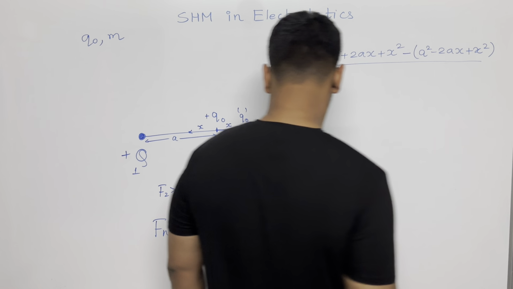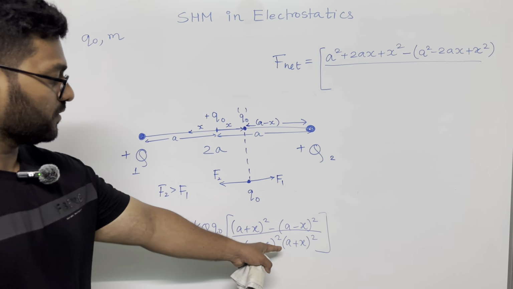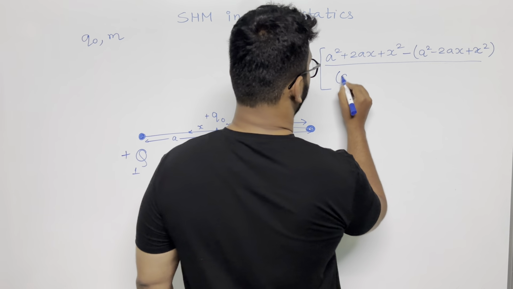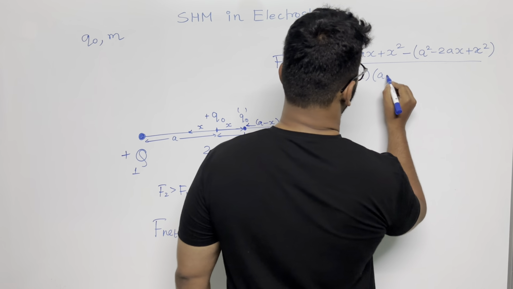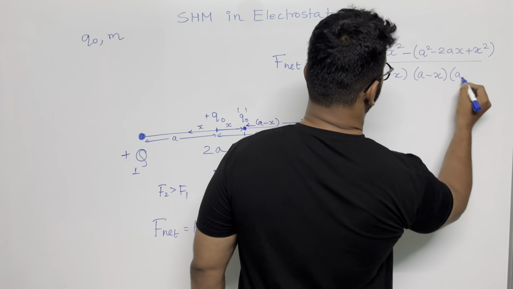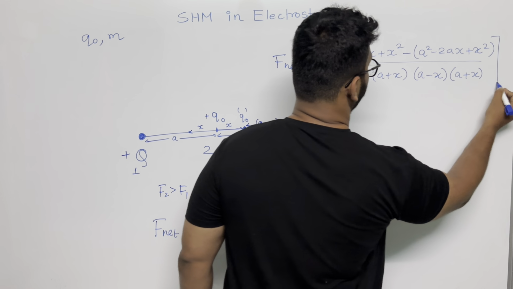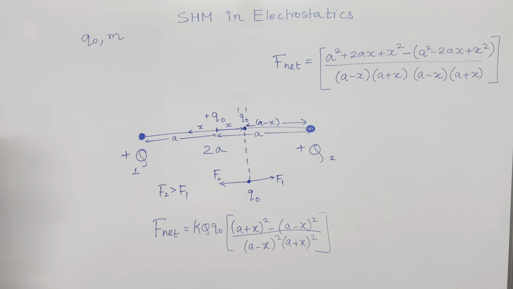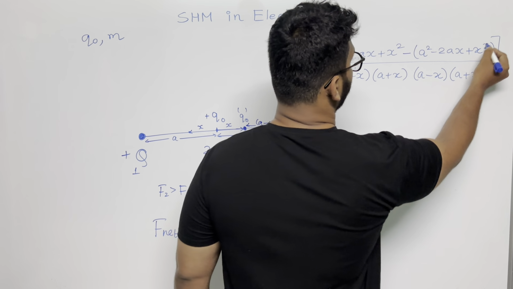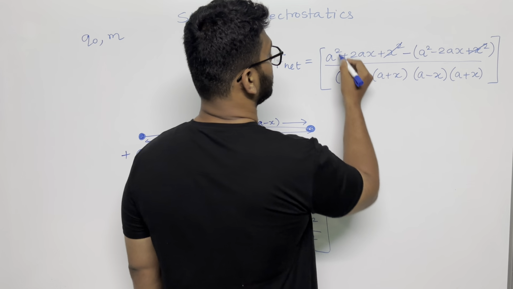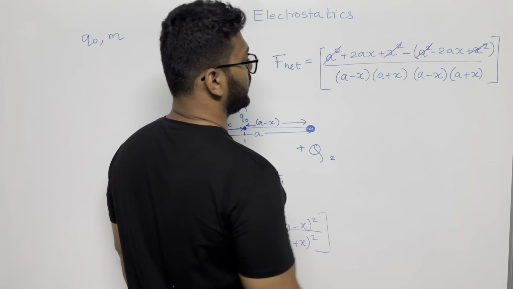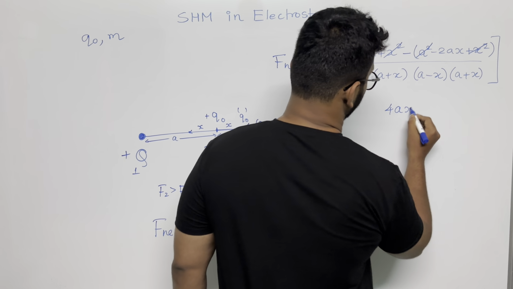divided by a minus x square in whole square into a plus x whole square. So can I write that as this, a minus x into a plus x into a minus x into a plus x. Okay, I am writing it in this fashion, correct? Okay, so now this will become, see, by the way, x square will cancel out with this one, a square will cancel out with this one, and this is 2ax plus 2ax, which is 4ax, right?